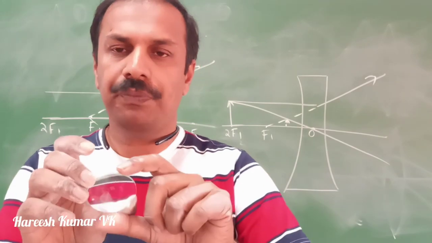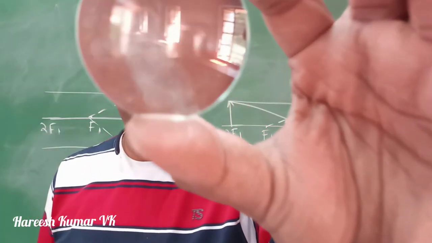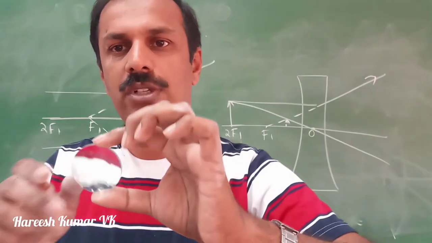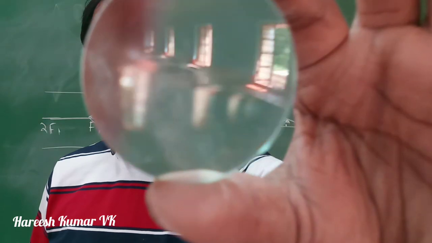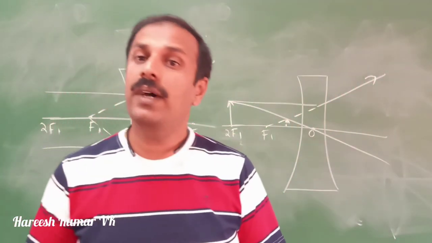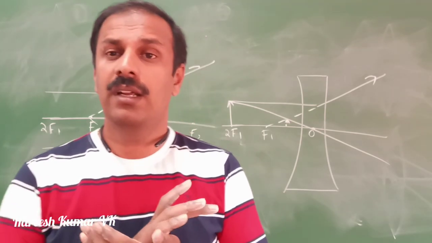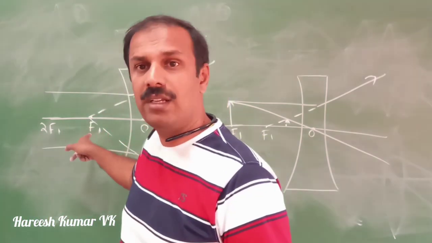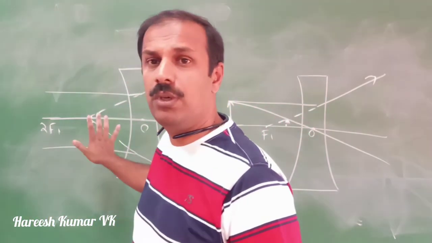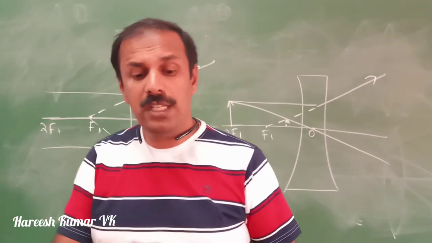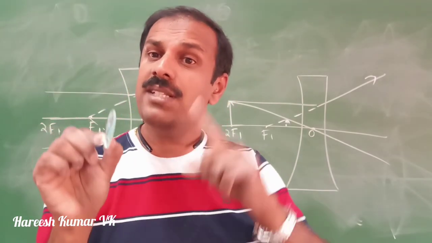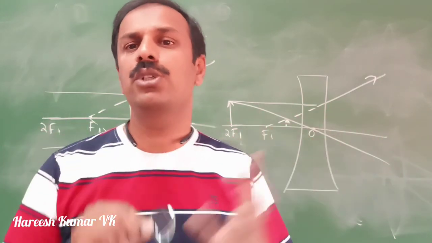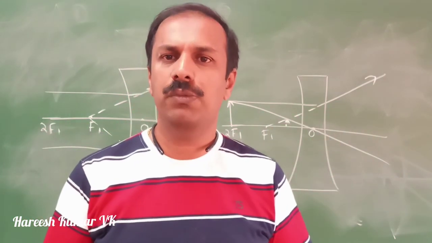But in the case of convex, it is not like this. You will get an enlarged image. Sometimes it will be inverted also, according to the position. Otherwise, you can see here a big image. So whenever the image is virtual, diminished and erect, it will be concave only. And we have a virtual image for convex also, but that time it is enlarged. Such logical things you should prepare, then it will be very easy for you to understand.